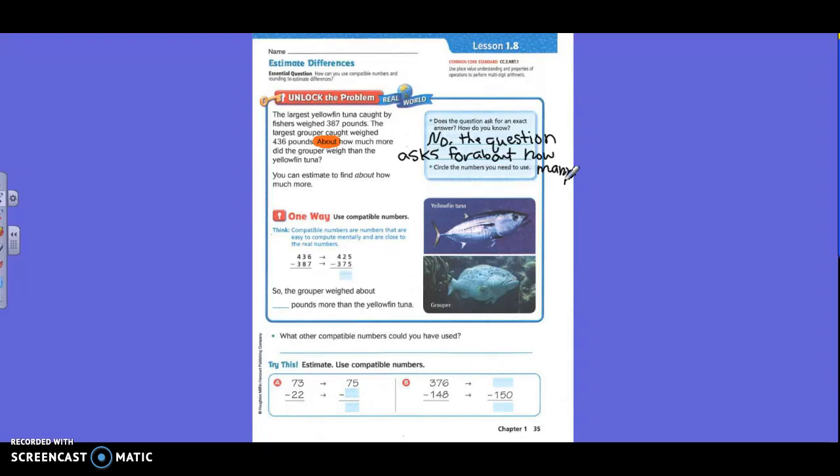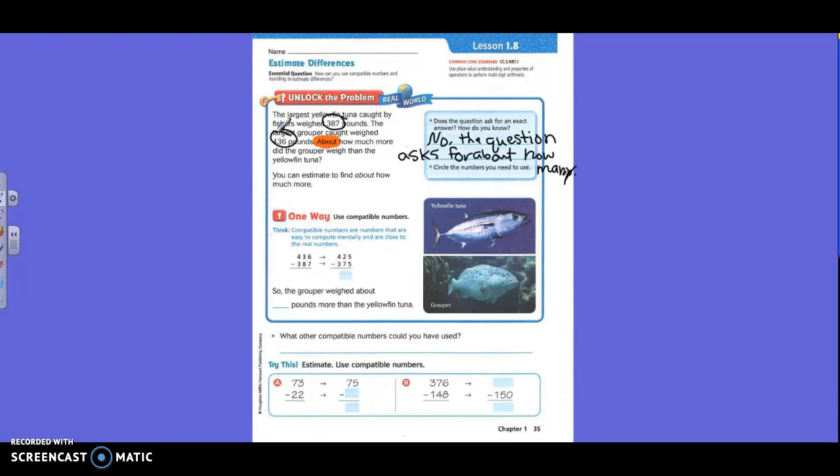Okay, the next question says, or it's not really a question, it's a statement: circle the numbers you will need to use. So in our story, what numbers will we need to use? 387. Okay, 387, and what's the other one? You should be circling these. 436. Okay, one way to find this answer is by using compatible numbers, like rounding to the nearest 25.